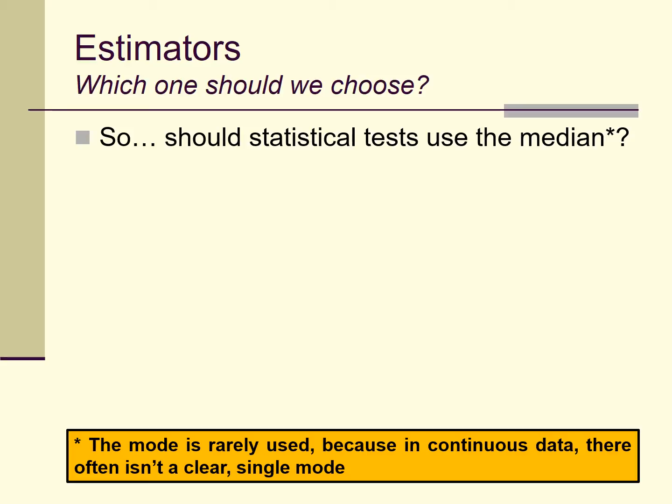And by the way, it's rare that we use the mode in much of the tests that we do, just because in continuous data there often isn't a clear or single mode. So the mode's kind of a nice choice that we maybe quickly reject, but there's still this question of why don't we use the median?